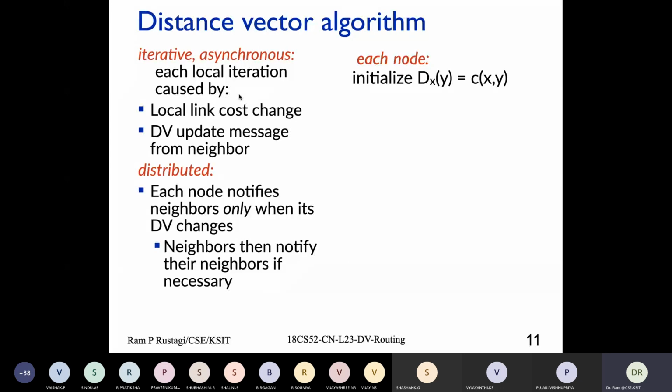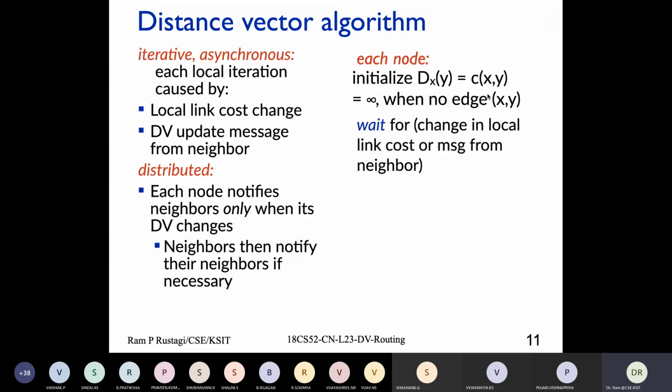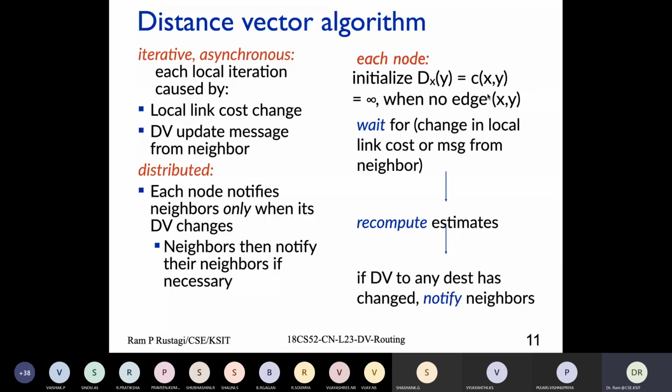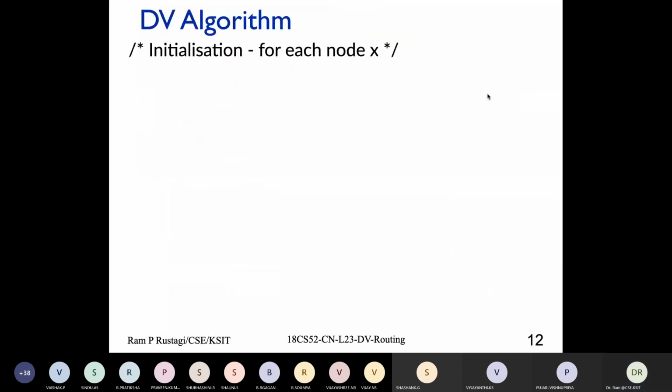So initially, each node would start its estimate equal to its link cost. And for whichever node there is no link cost, that value would be set to infinity. And then we'll basically wait for information from the neighbors. Whenever information comes, we iterate over all the nodes to figure out the computing cost. And if my recomputation results in a change, we communicate back to the neighbors. And that's the way the algorithm really works.